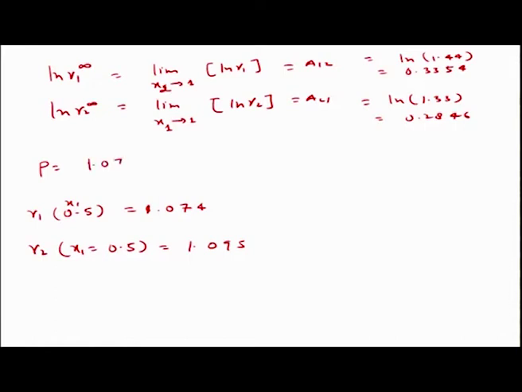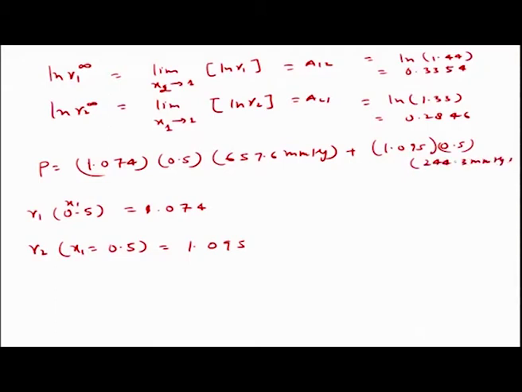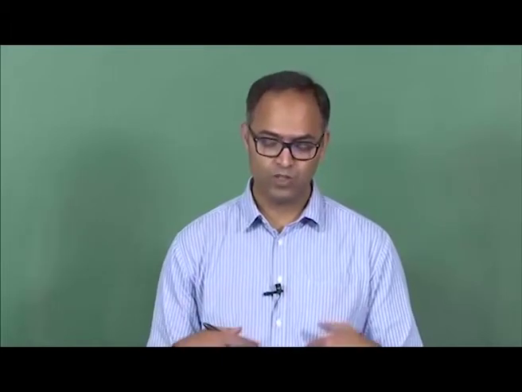So, this will become 1.074, 0.5, 657.6 mmHg plus 1.095, 0.5, 243.3 mmHg. So, this is going to be 486.9, which is basically the bubble point pressure. It tells you that it is above the system pressure. Okay. So, which essentially still does not address our problem. So, we will be also finding out the dew point pressure.